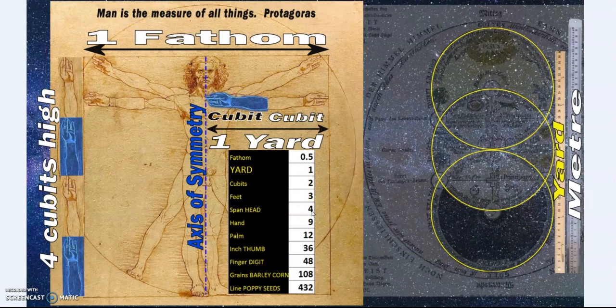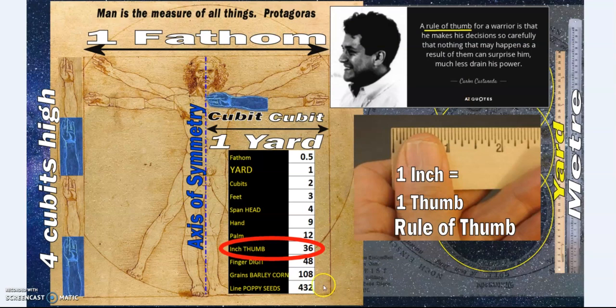Span is from your outstretched fingers, from the tip of your thumb to your pinky. 1 span is also from your chin to the top of your skull. There are also hands. So 1 yard is also 12 palm, or 36 inches, or 48 fingers, digits, or 108 barleycorn or grains, or 432 lines, which is a poppy seed. So 1 inch, or the thumb, 12 inches per foot, or 36 per yard.